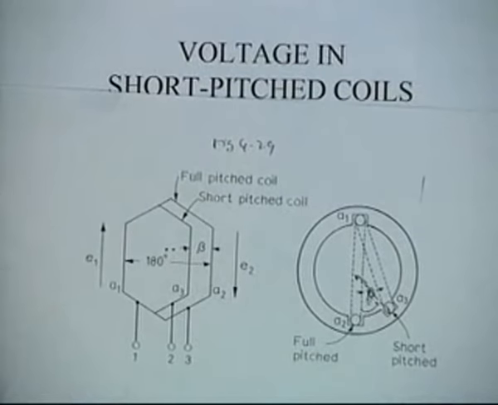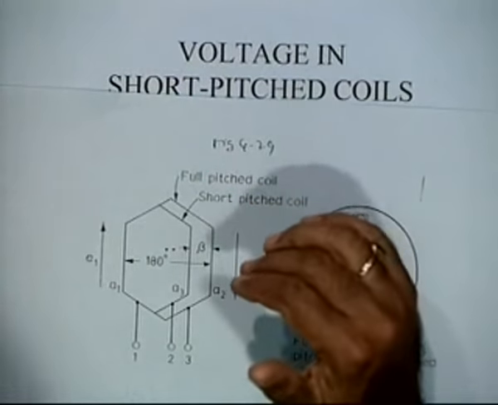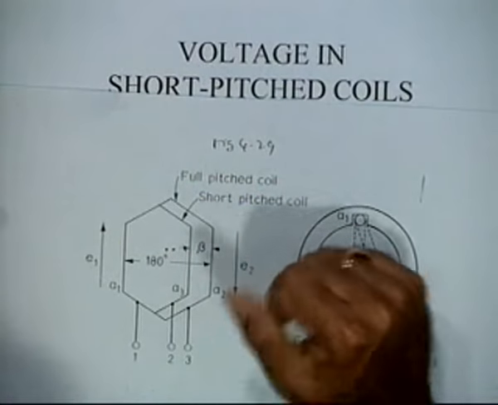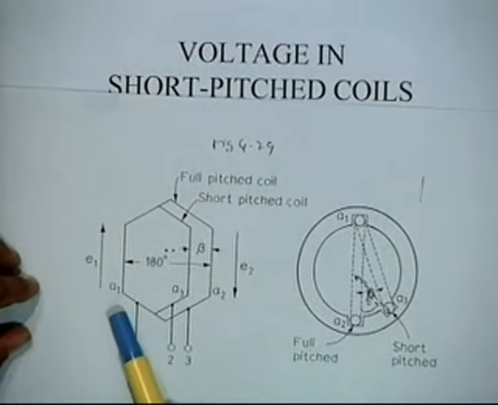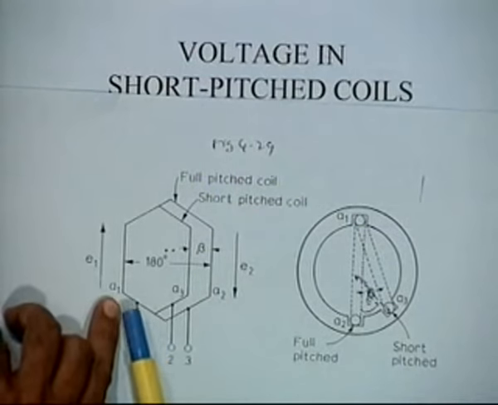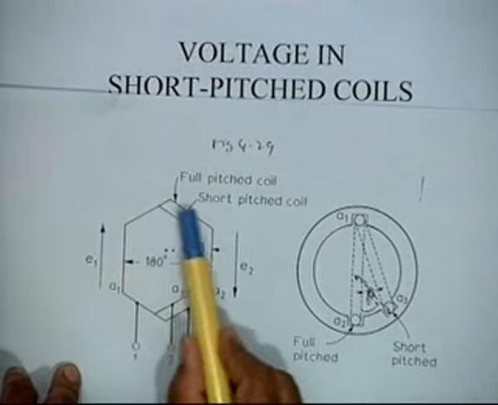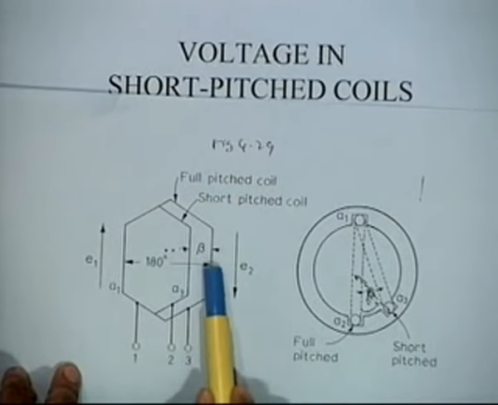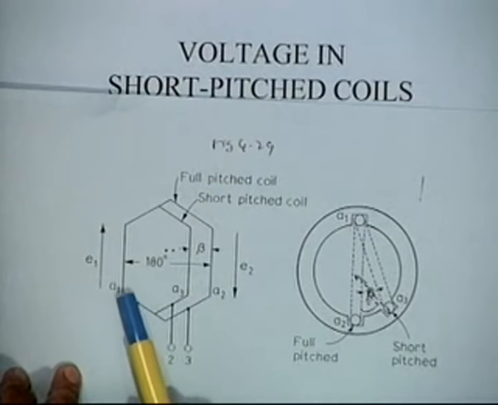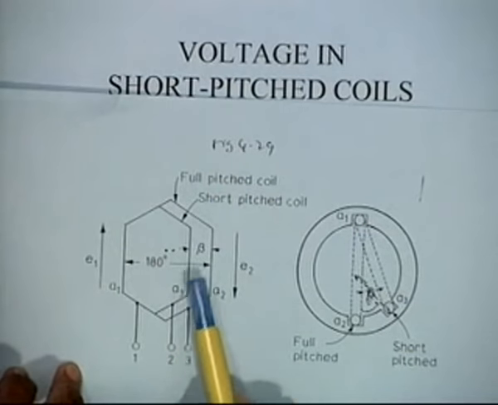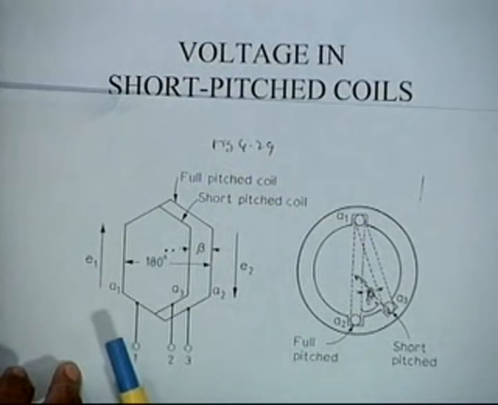where they are not displaced by 180 degrees. I call it short pitched coils. That means it is not 180 electrical degrees, but less than 180 electrical degrees. So if you have, let us say, these conductors A1, A2, A3. Now A1, A2 are 180 degrees, that is a full pitch coil. Now A1, A3 is less than 180, short pitched by an angle beta.